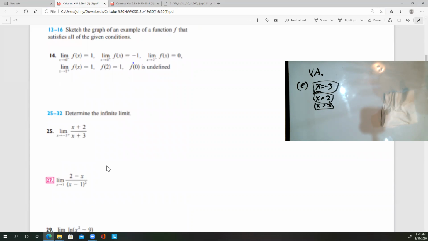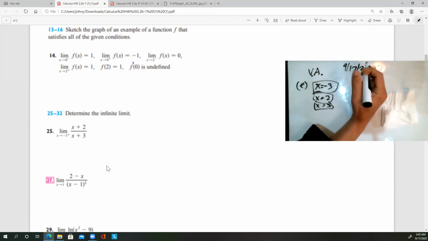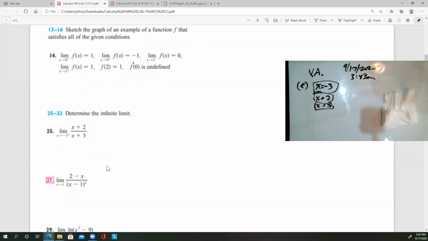By the way, it's about 3:43 a.m. I woke up a little bit early this morning. It's September 17th. Just writing it down for you. 9/17, 3:43 a.m.